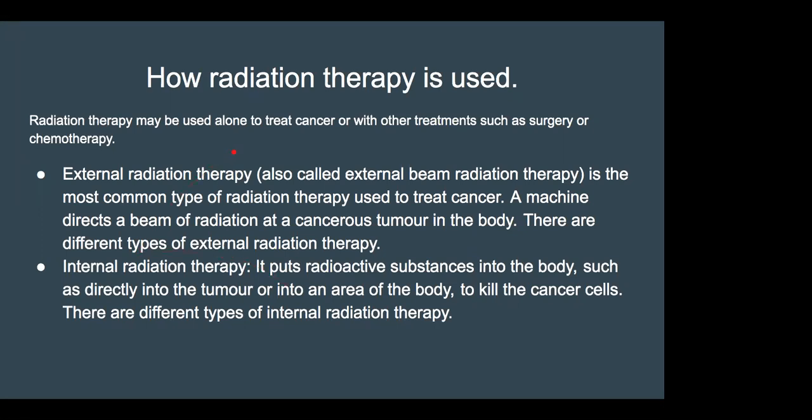I have two things to mention. The first one is the external radiation therapy. It's also called external beam radiation therapy. It is the most common type of radiation therapy used to treat cancer. A machine directs a beam of radiation at a cancerous tumor in the body. There are different types of external radiation therapy.